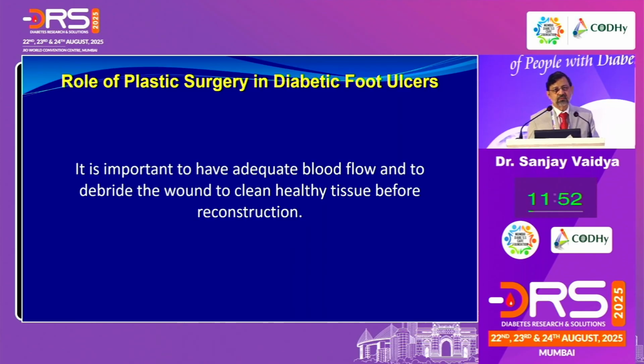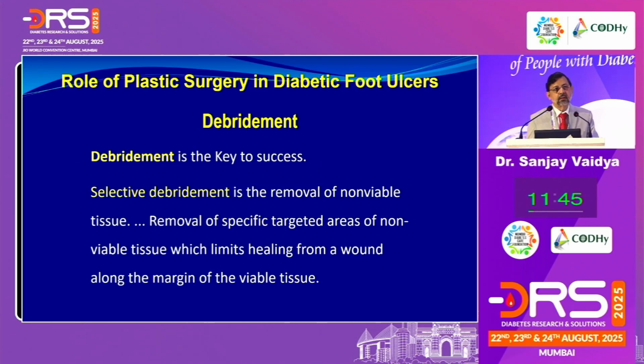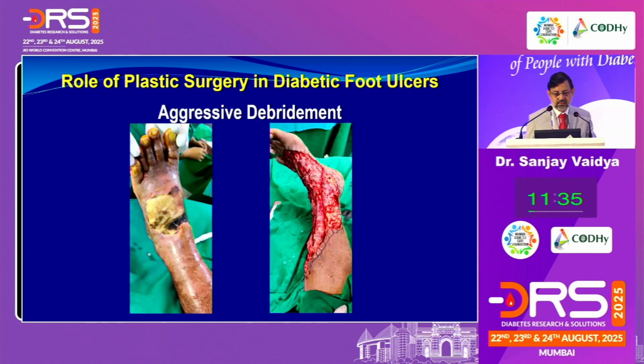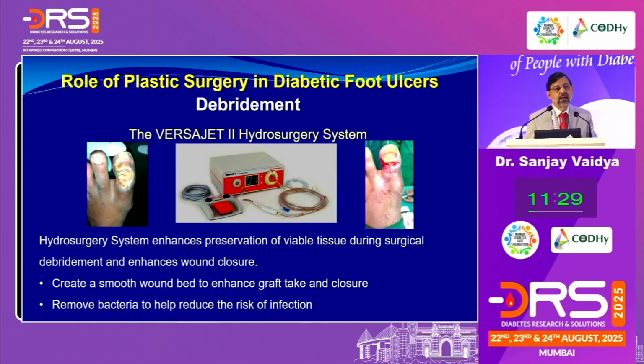So first and foremost, of course, we have to establish adequate blood flow if you want to achieve success in reconstruction. And the first step in reconstruction again is a good debridement. Unless we do a proper debridement, we will not be able to have a successful skin closure. So this is the kind of aggressive debridement which is required in necrotizing fasciitis. And then of course I use various newer modalities like a hydrosurgery system, which gives us a very selective debridement.